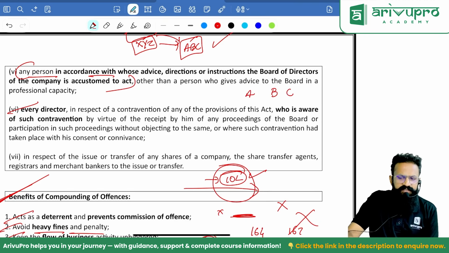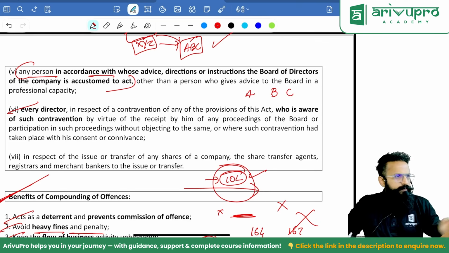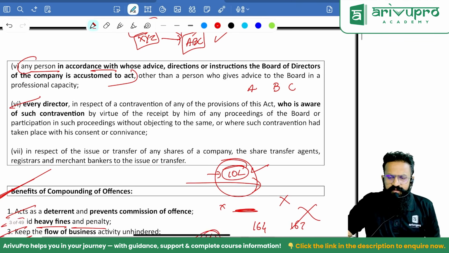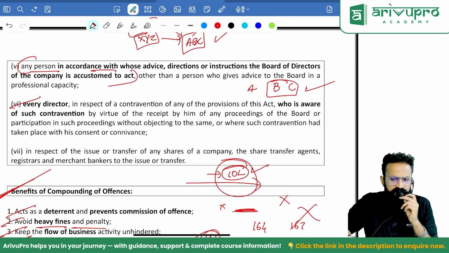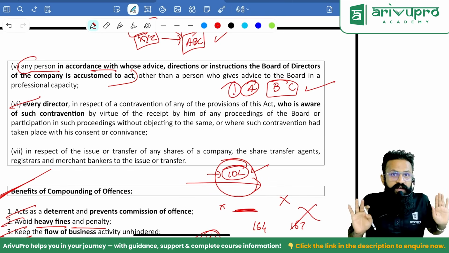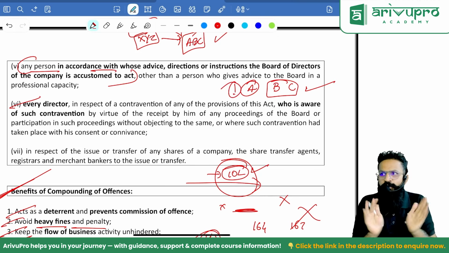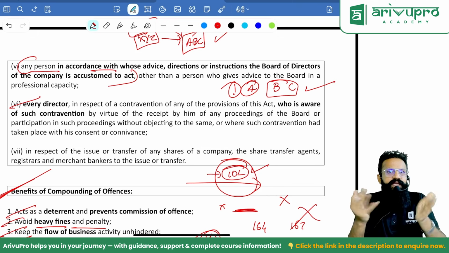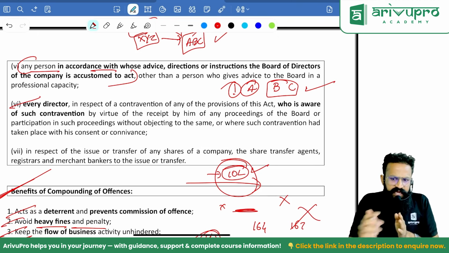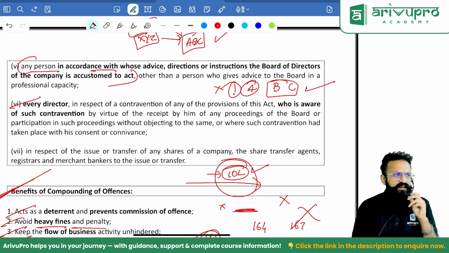A, B, C are the directors who participated in the board meeting. There was a matter to be decided, so they took up a resolution. B and C agreed to it. A did not vote at all. He said, I will refrain from voting. I did not say yes, I did not say no. Now, whatever B and C did, it ended up being a non-compliance. A is saying, I will not be liable because I never agreed to this particular resolution.